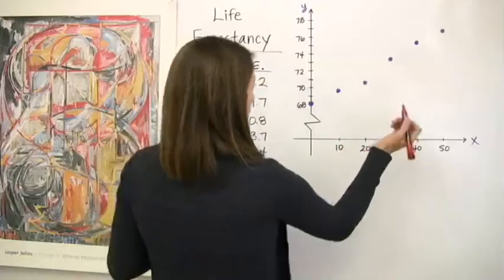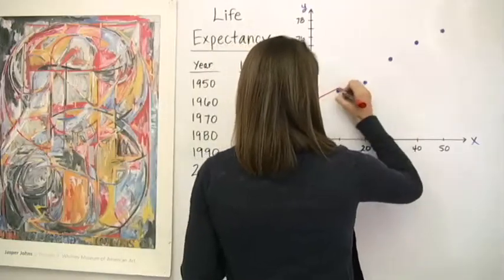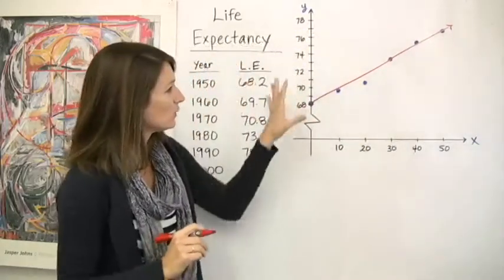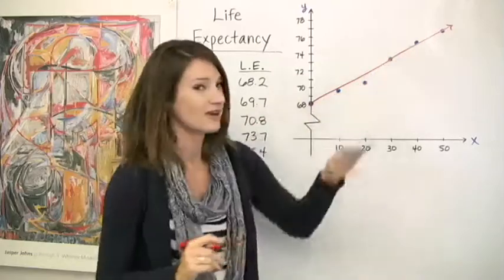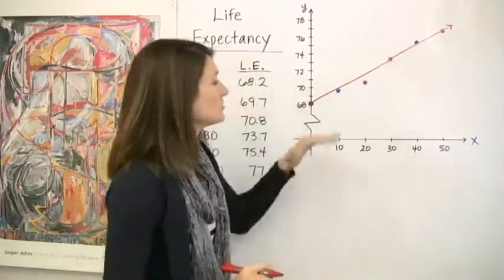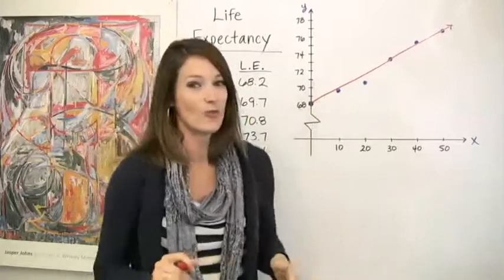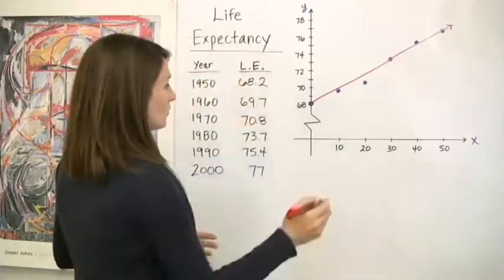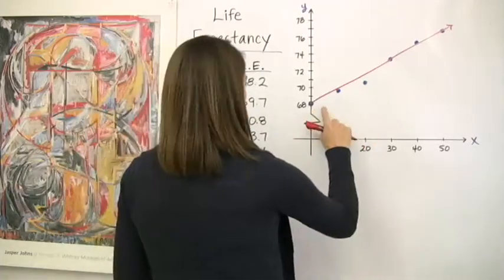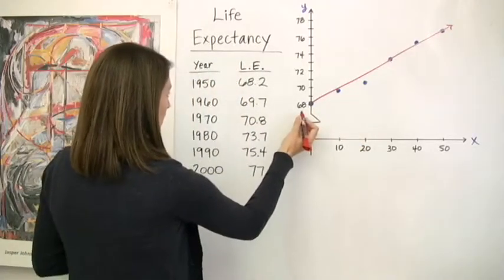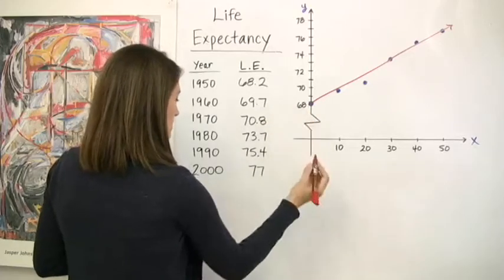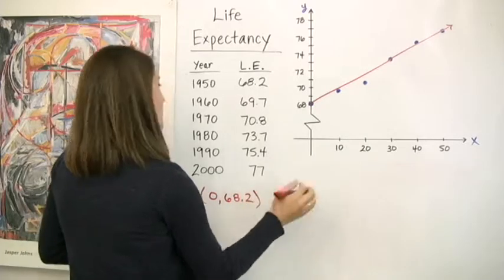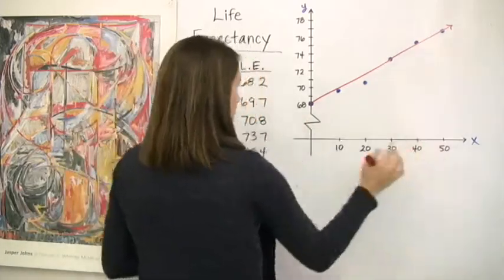So one possible line would look like this. So as you can see, we tried to get a line that was the best fit for this set of data. Now using this line, we can find its slope and then find its equation in order to estimate some values. So looking at this line here, let's choose 2 points in order to find the slope. And we're going to use the points, this first point here, which is at 0 and 68.2. And then let's use the last point at 50, 77.